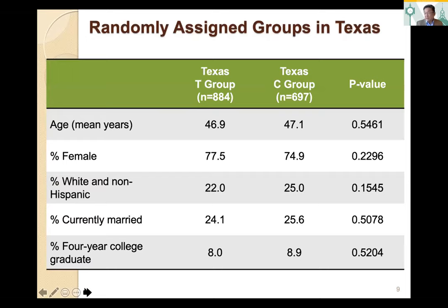The next slide also confirms that the random assignment worked well to produce a similar distribution of characteristics in the treatment and control group in the state of Texas. Here we see the mean age is very similar, close to 47 years of age. Both groups have a similar proportion of female participants, about 3/4, and so forth.